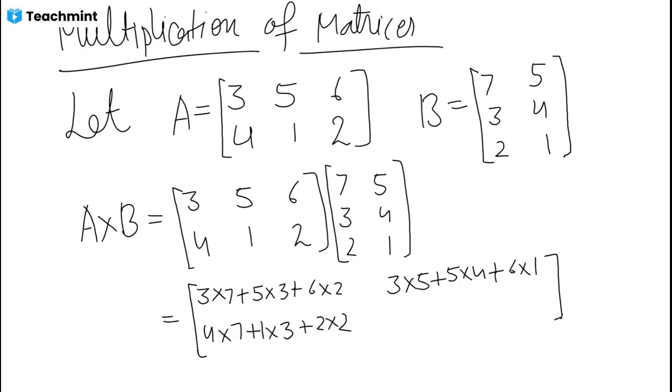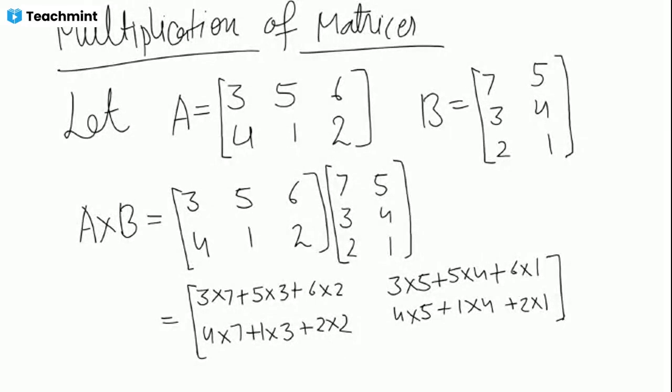Now second row with second column. 4 into 5 plus 1 into 4 and plus 2 into 1. We have here 3 into 7 plus 5 into 3 plus 6 into 2. So we have 48. So A into B, first element is 48.